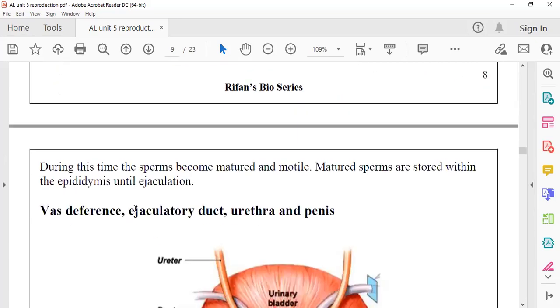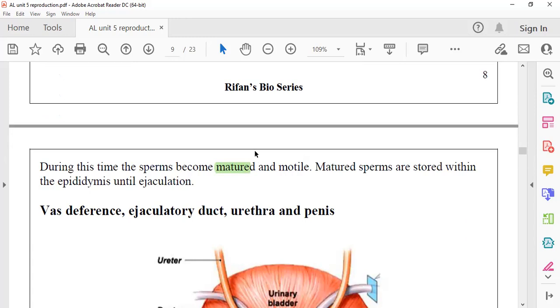Okay. When it is traveling, what is happening to it? Little by little, it is becoming mature. Remember, only mature sperm are capable of fertilizing. Understood?